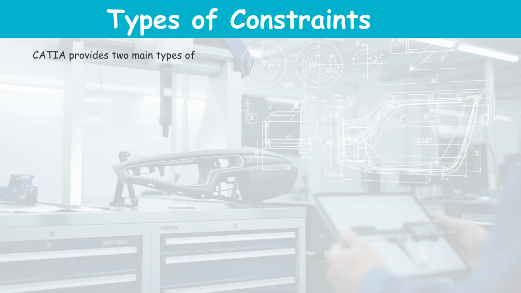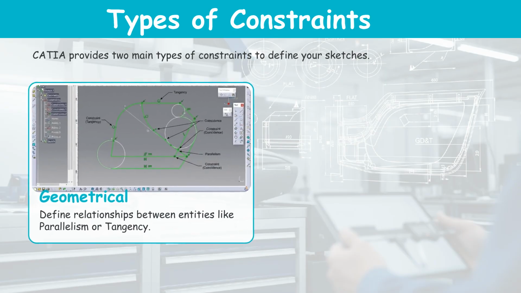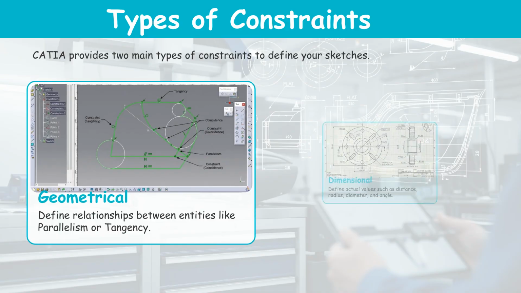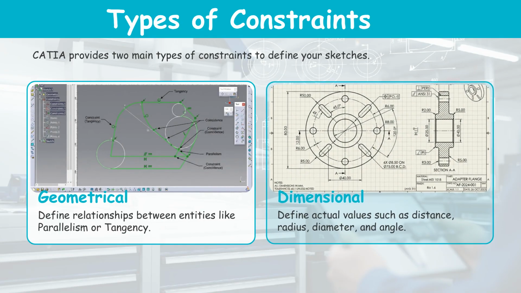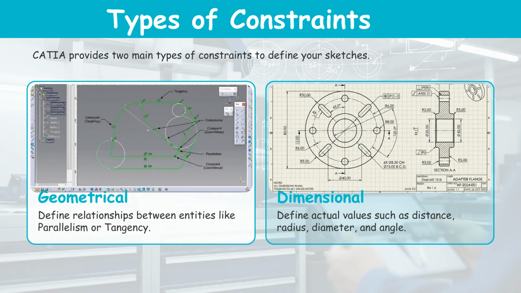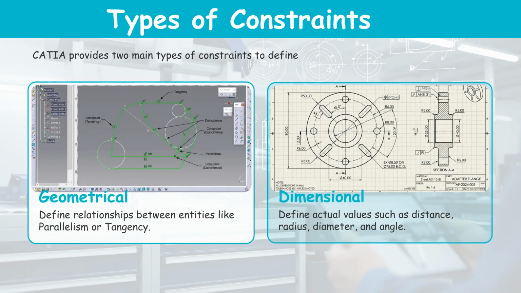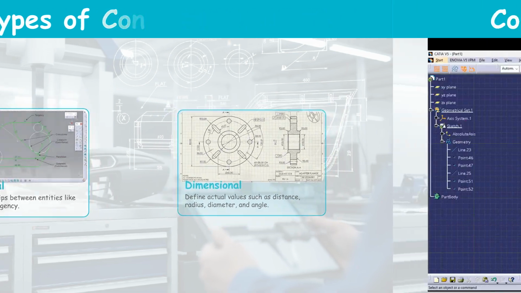CATIA provides two main types of constraints. The first is geometrical constraints. The second is dimensional constraints. Geometrical constraints define relationships between entities. Dimensional constraints define actual values, such as distance, radius, diameter, and angle. Let's look at them one by one.